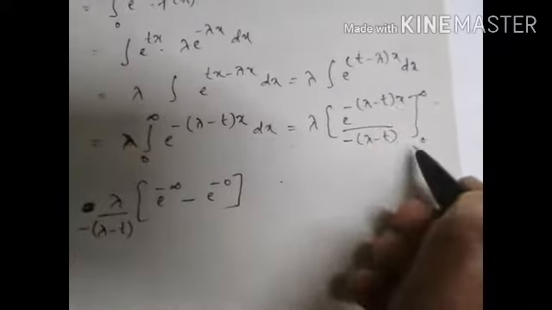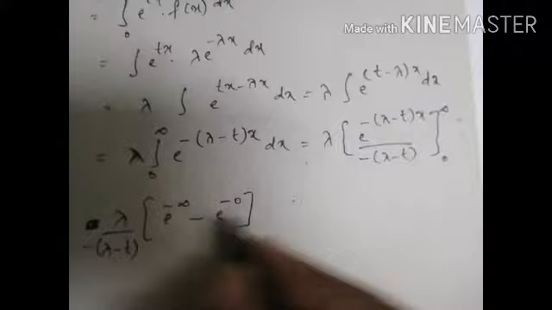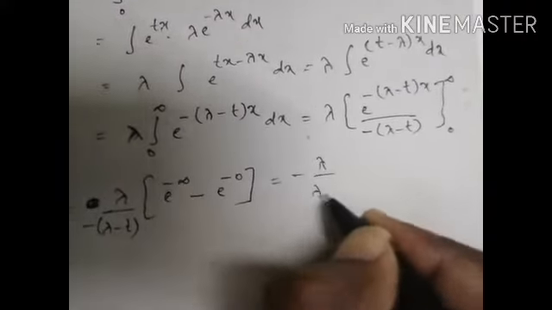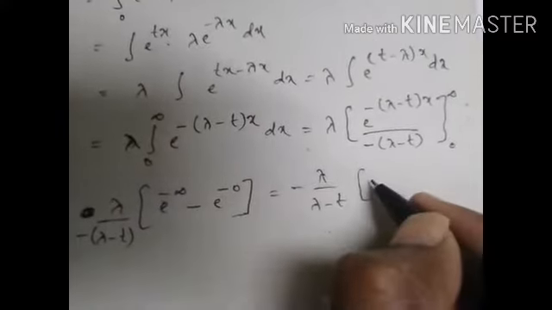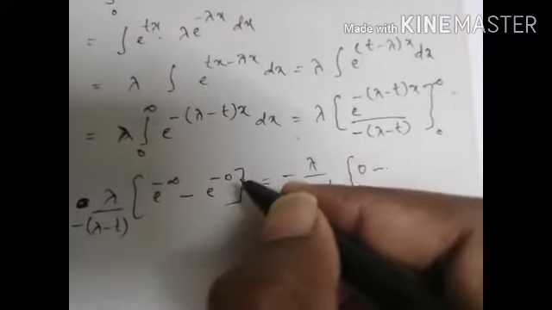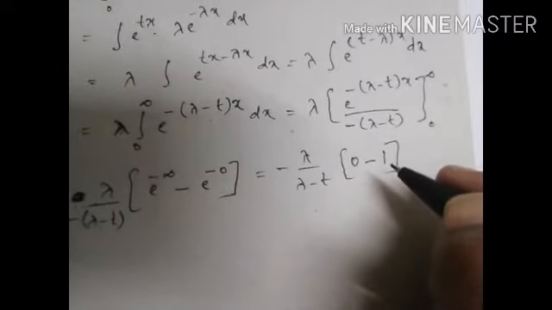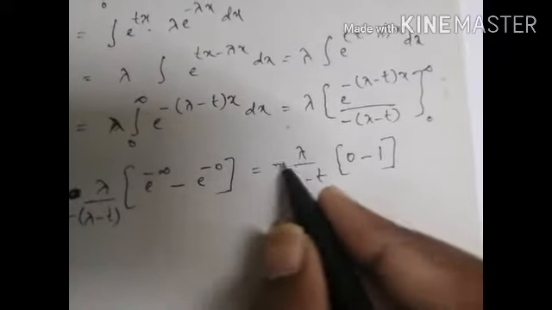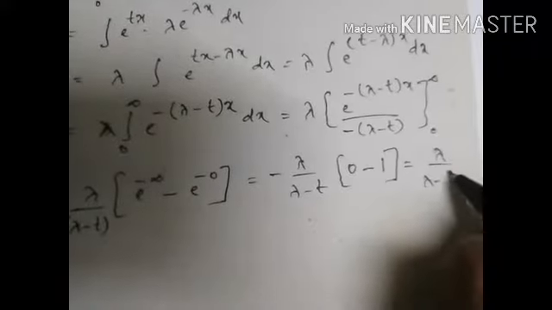When we substitute 0, the total term becomes 0, e to the power of minus 0, right? So that equals minus of lambda by (lambda minus t) of e to the power of minus infinity, whose value is 0, minus e to the power of 0. Both 0 or minus 0 give the value 1 only. So only minus 1 remains, and multiplying by minus 1, we get lambda by lambda minus t.